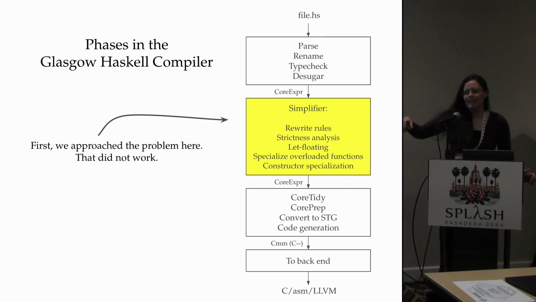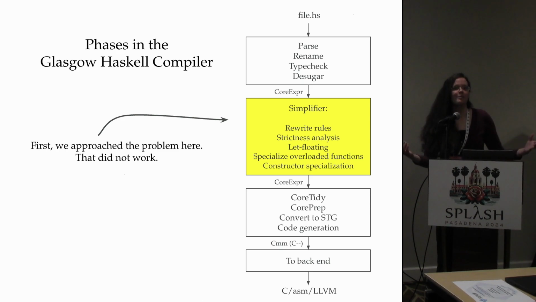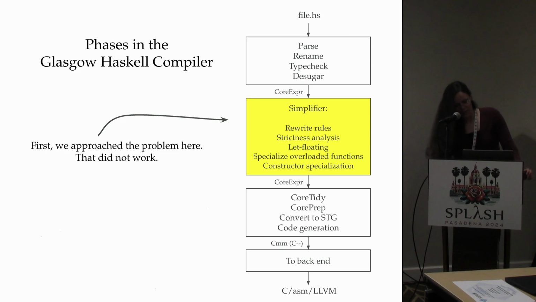So the core IR can go through the simplifier multiple times. That's part of why it makes this problem so hard, because inlining optimizations provide more opportunities for more optimizations, including more inlining optimizations.